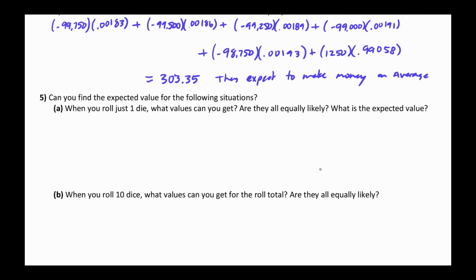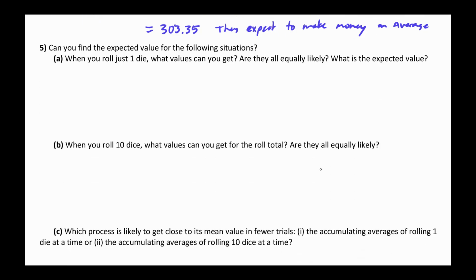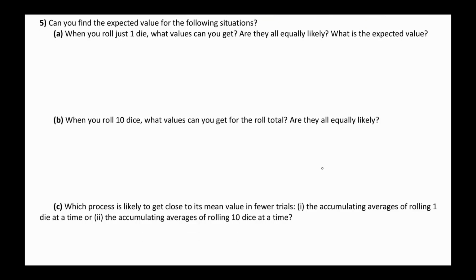Question 5 is just similar problems with expected values. So can we find the expected value for these different situations? When you roll just one dice, what values can you get? Are they all equally likely? What's the expected value of one dice roll? Well, we can roll a 1 or a 2 or a 3, a 4, a 5, or a 6. Those are the only possible outcomes.